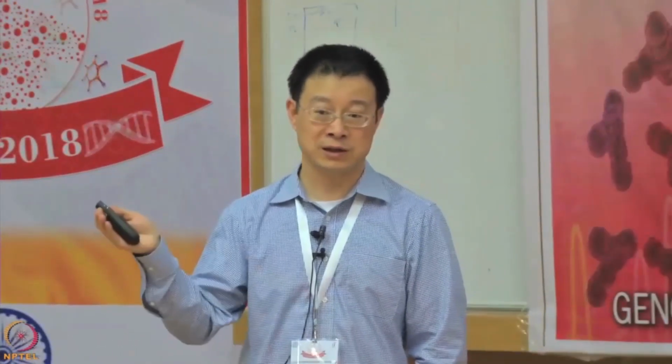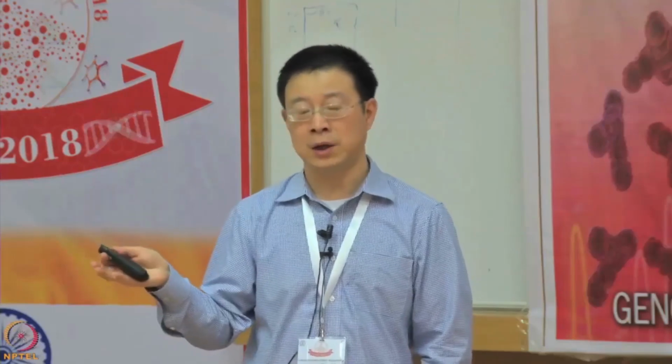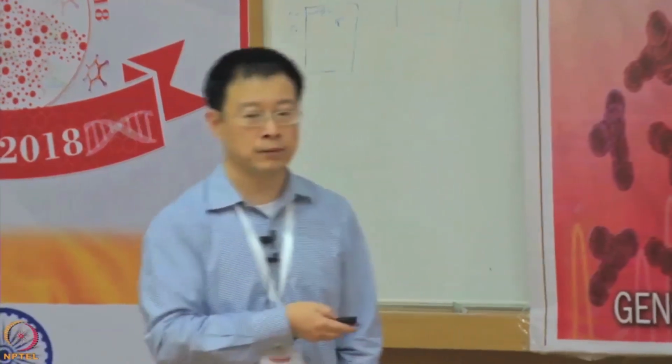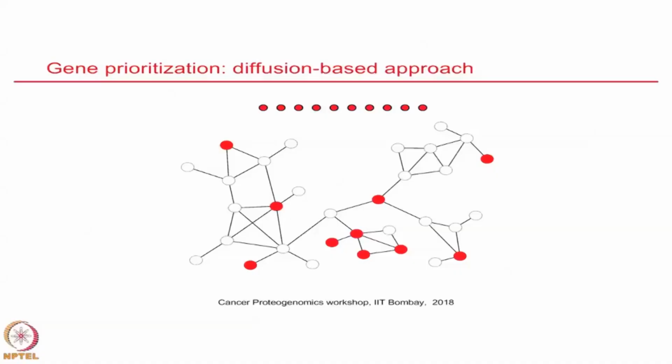If you have 100 candidates, it's very difficult to know. So the network-based approach can help us to prioritize. So let's say these are the candidates we have, and then we can map them to the network. And after you map to the network, you can use a process called random walk process.